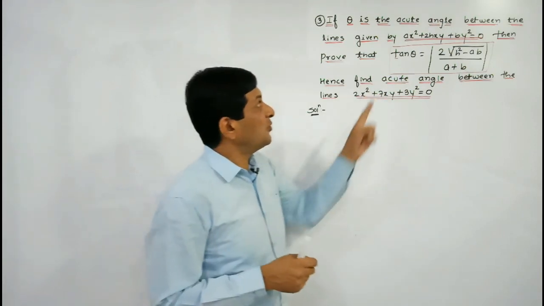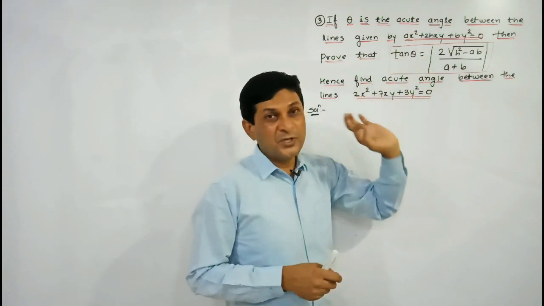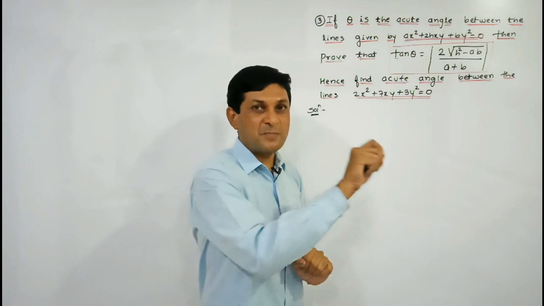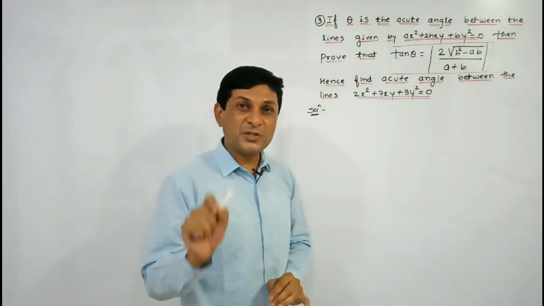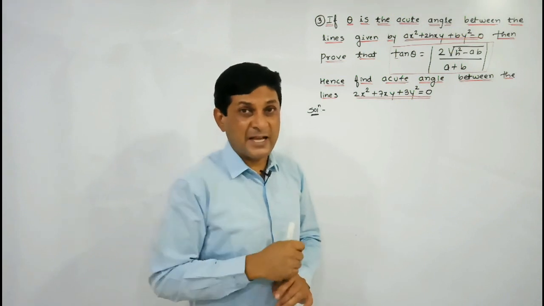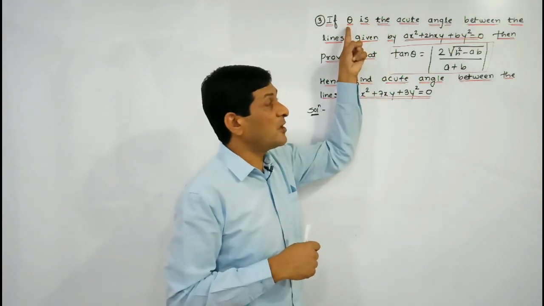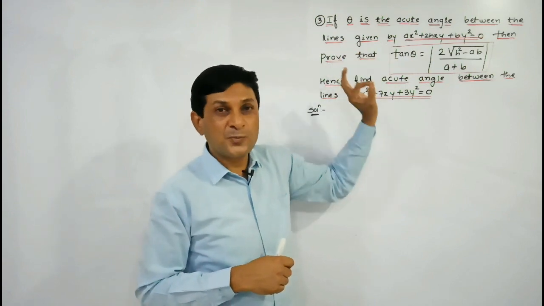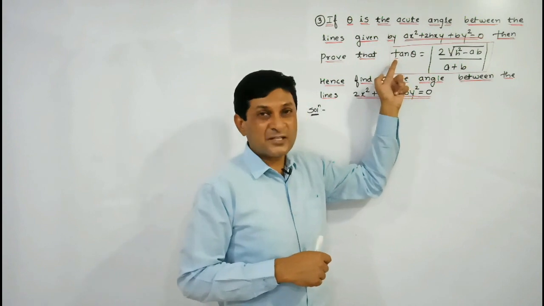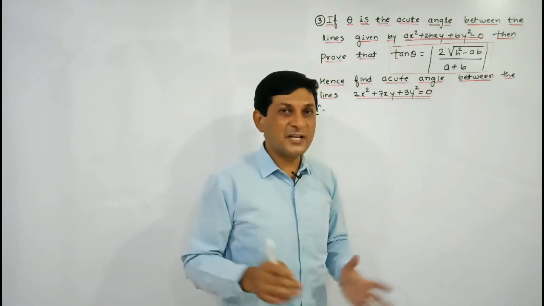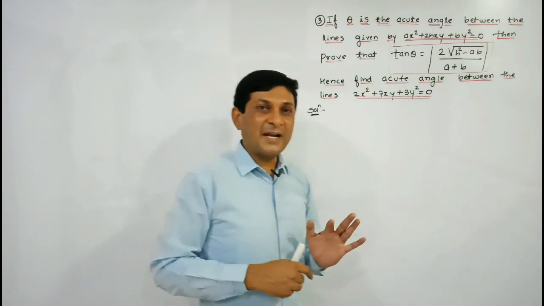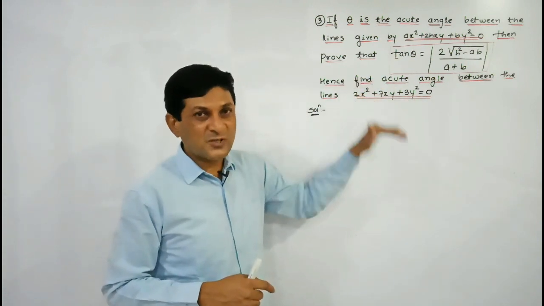So in this case, one homogeneous equation is given to us, and we know that homogeneous equation in standard form can be written as ax square plus 2hxy plus by square is equal to 0, which represents pair of lines passing through the origin. And definitely there will be some angle between those lines which is denoted by theta. And we are going to prove a formula to find out the angle between the lines, and we have to prove that formula: tan theta is equal to mod of 2 under root h square minus ab upon a plus b. So first let us try to prove this formula, and later on using this formula we will solve this example.